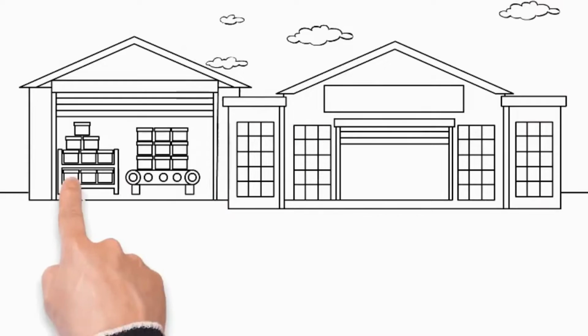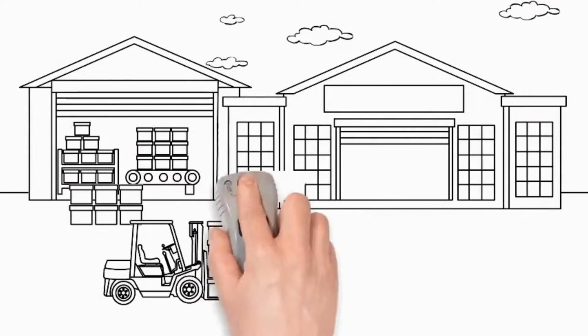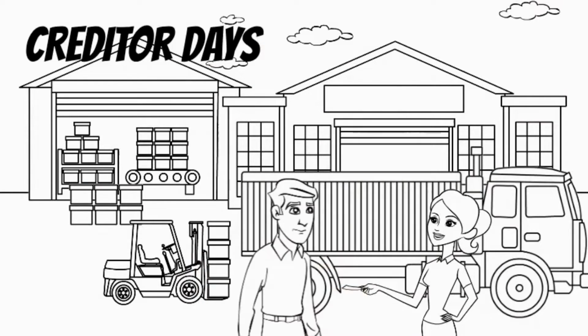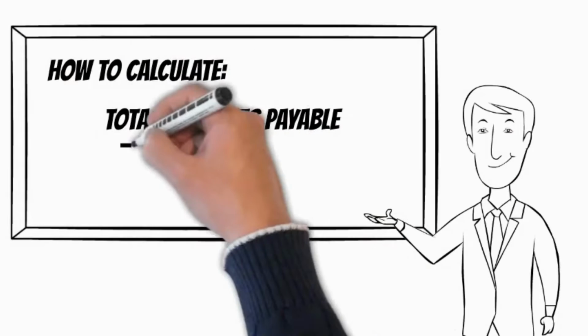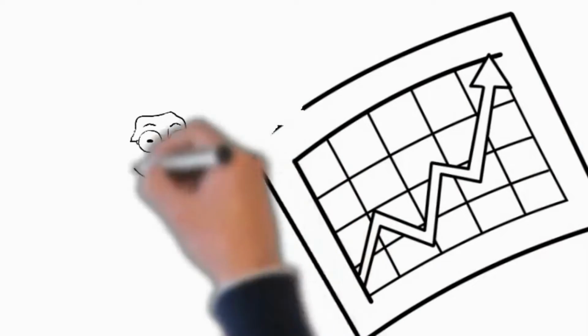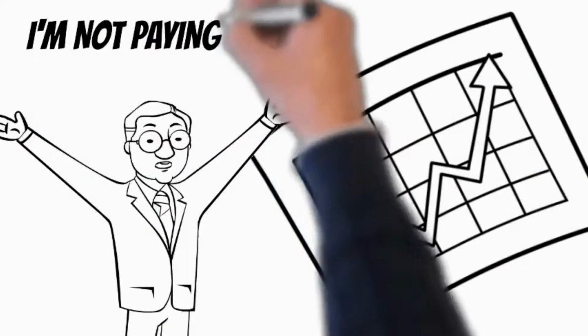Creditor days. This ratio measures how long you take to pay your suppliers for the widgets you purchase from them. To calculate it, divide your total accounts payable by your cost of sales. A rising creditor days ratio is an early warning sign that you're taking longer to pay your suppliers.